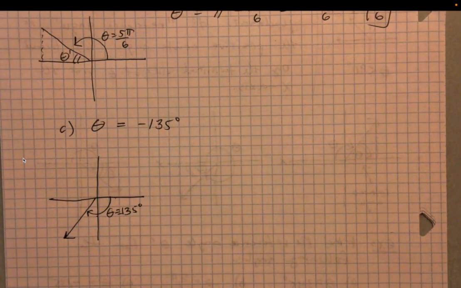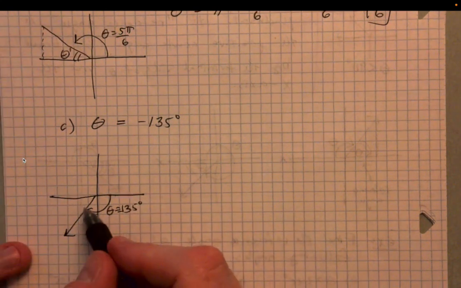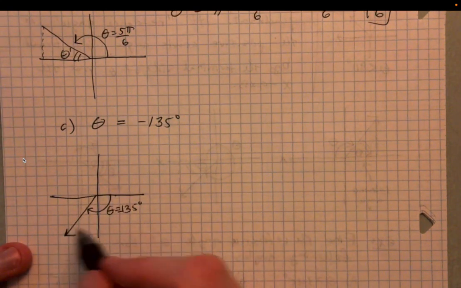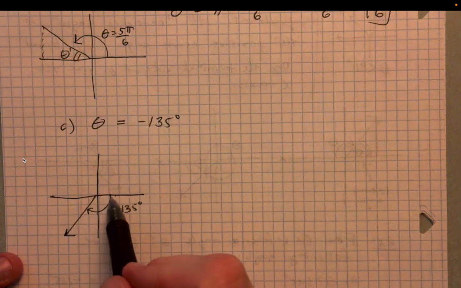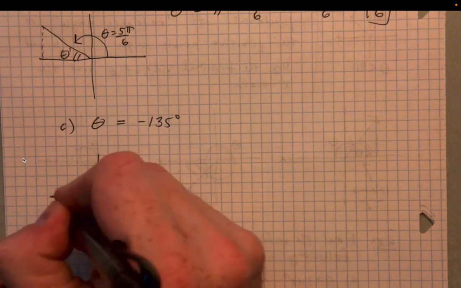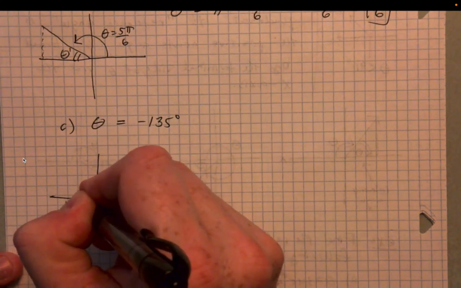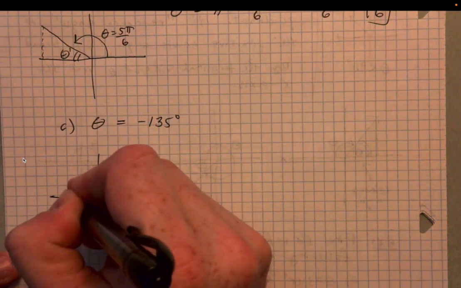Negative 135 degrees. Okay. And so what is this difference here? Well, here you can think of negative 180. This is going to be the reference angle, right? Obviously, I guess I should say that. Theta prime is this guy, right?